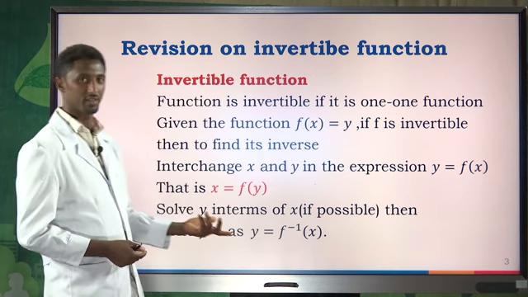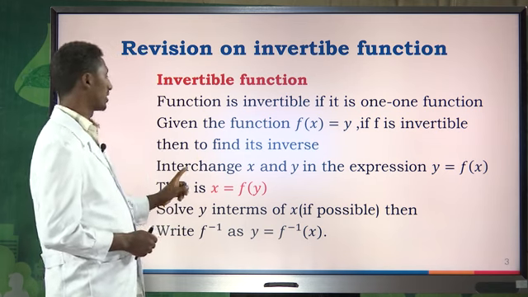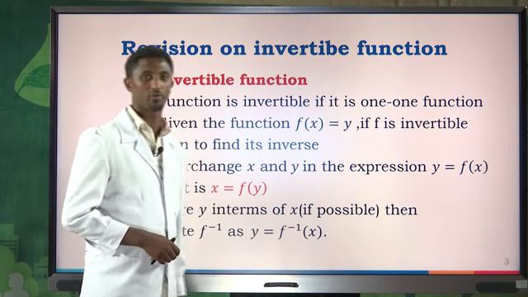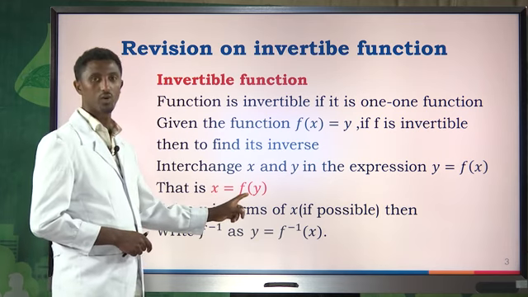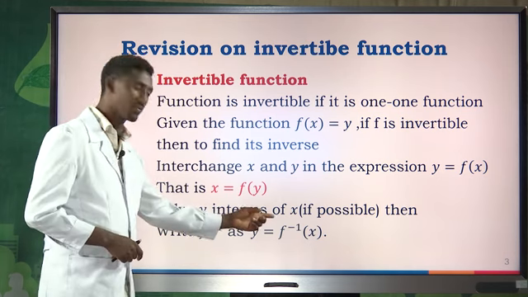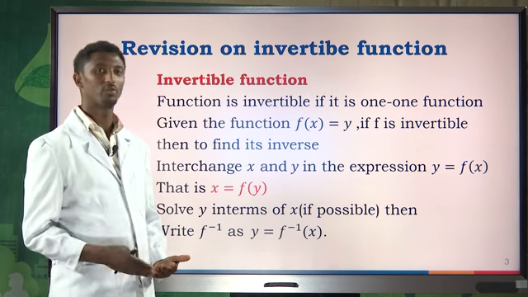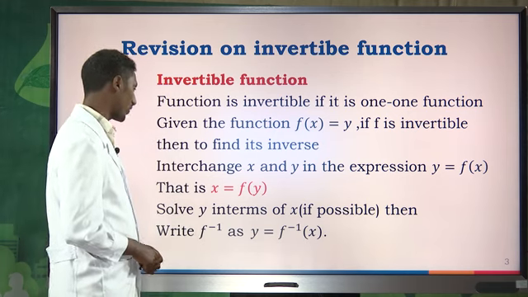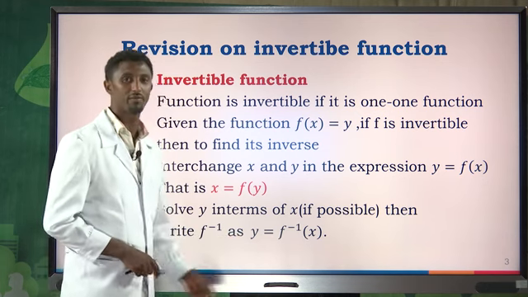If f is invertible, meaning if it's one-to-one, then to find its inverse, interchange x and y in the expression y equals f of x. That is, we write x equals f of y. Then we'll solve for y in terms of x if possible. Sometimes there are functions for which y cannot be solved in terms of x. So if possible, we'll try to solve y in terms of x. Then finally, we'll write the inverse as y equals f inverse of x.